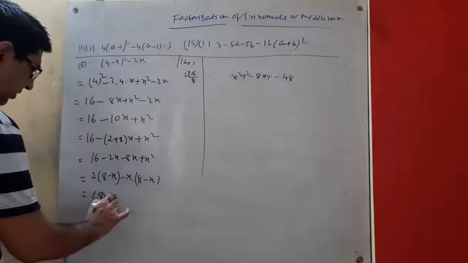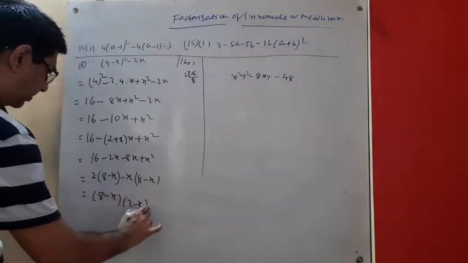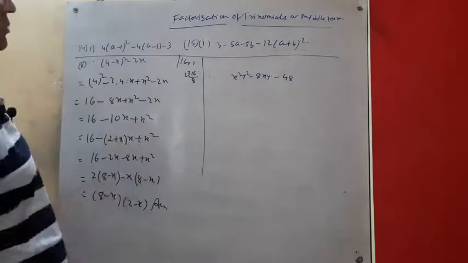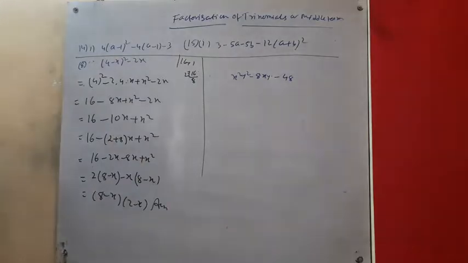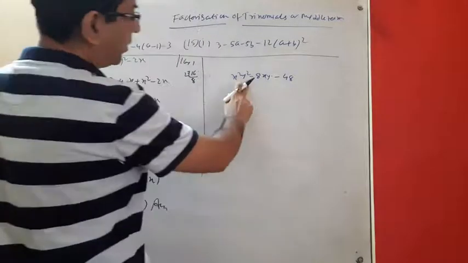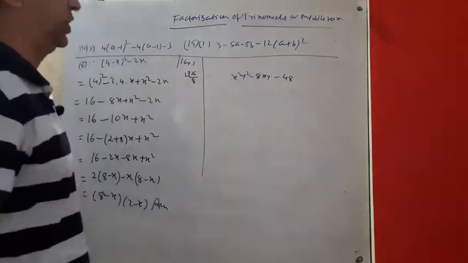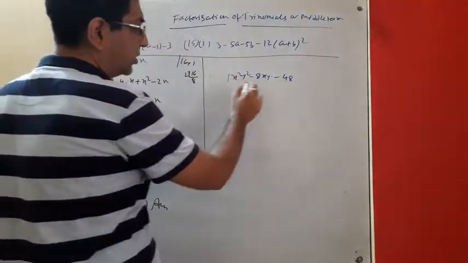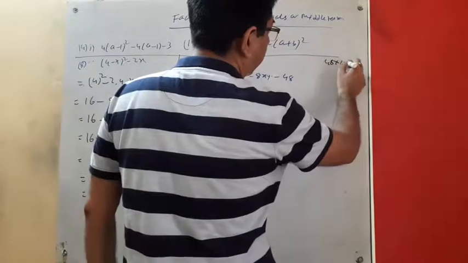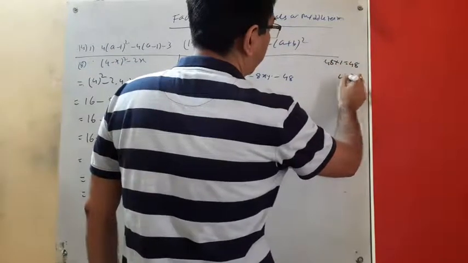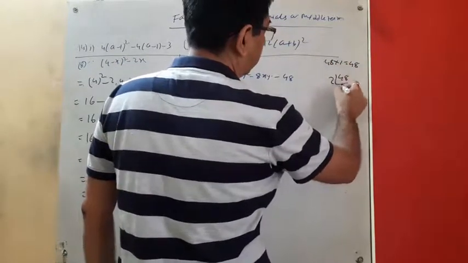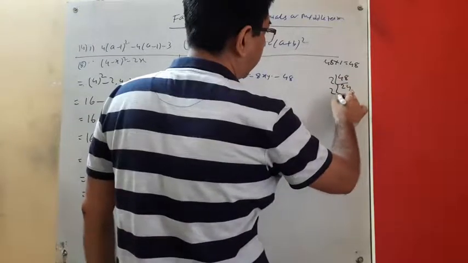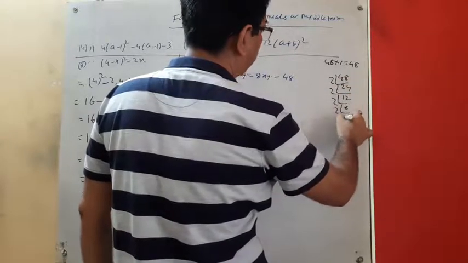So (8 − x)(2 − x). This is the answer. Now x²y² − 8xy − 48. What to do? This is 48, and the coefficient of x²y² is 1. So 48 into 1 is 48. Now go for factorization: 2, 24, 2, 12, 2, 6, 2, 3.